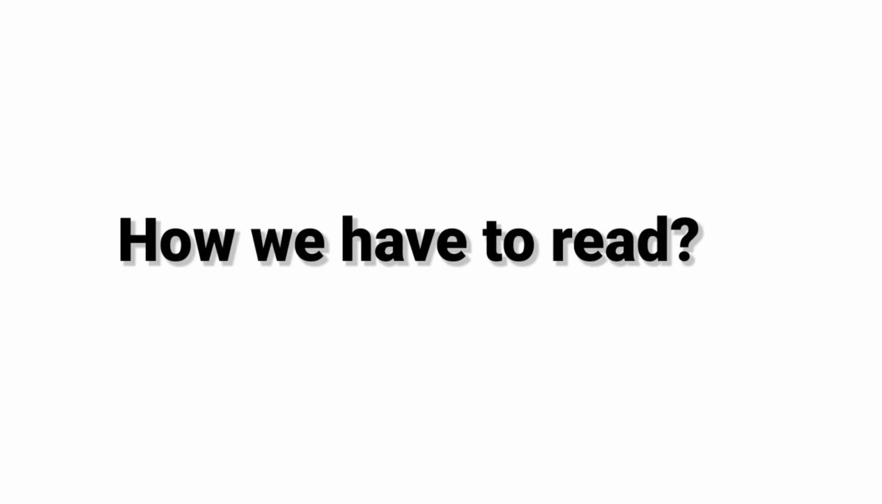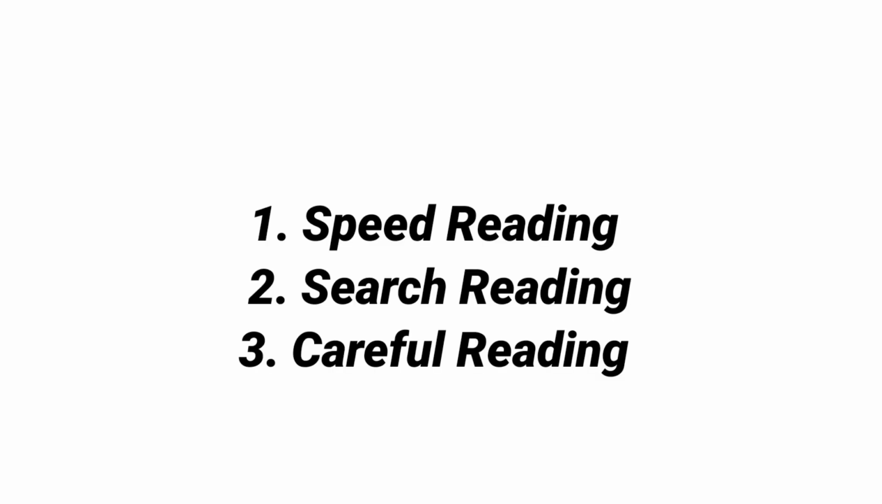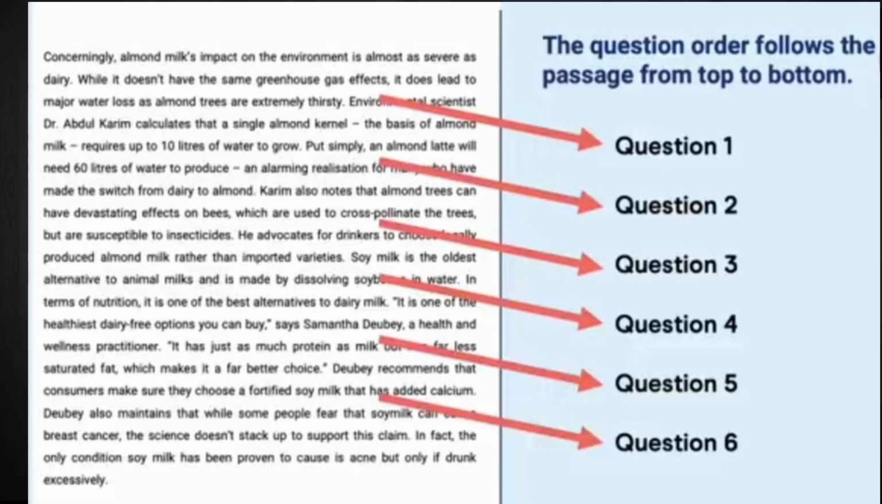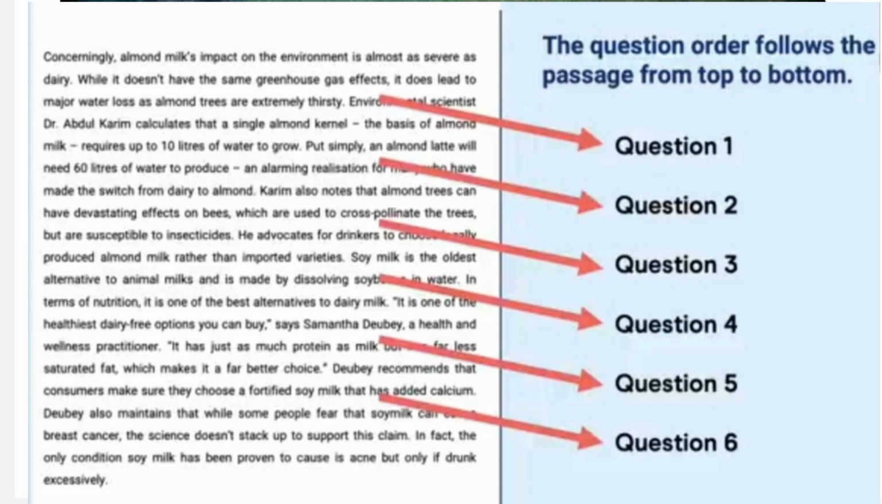Next, let's see how we have to read. Reading is basically 3 steps: speed reading or skimming, search reading, and careful reading. The order of the questions follows the order of the text. So here, as you can see in our example, most probably the answer to our first question will be at the beginning of the passage, and the answer to the next question will be surrounding that or just below that. Then as the questions proceed, the answers will be below one another.